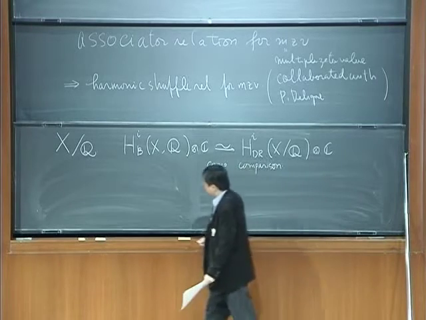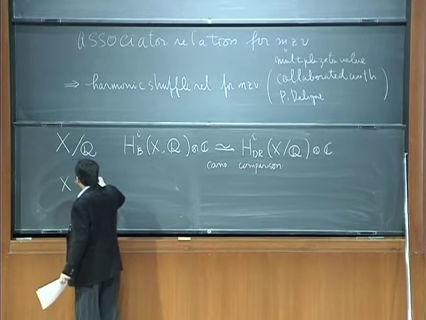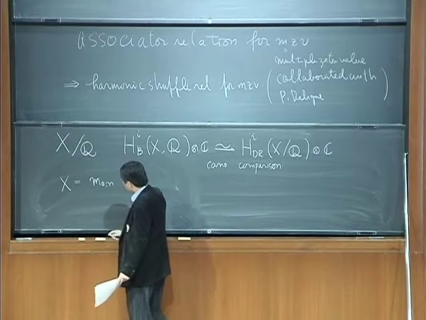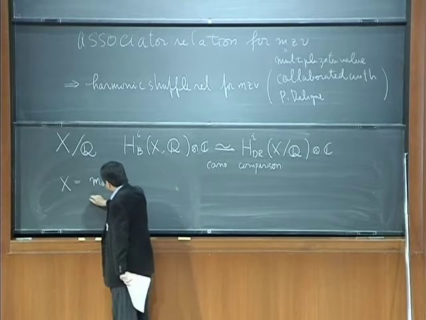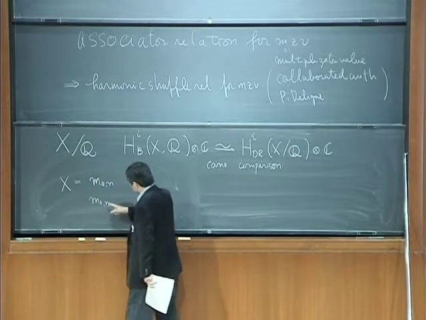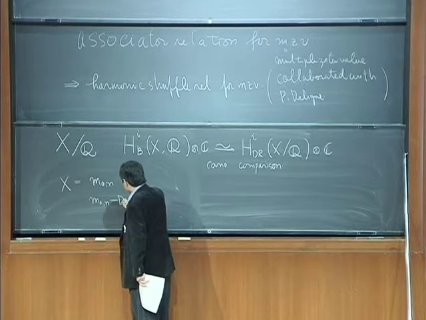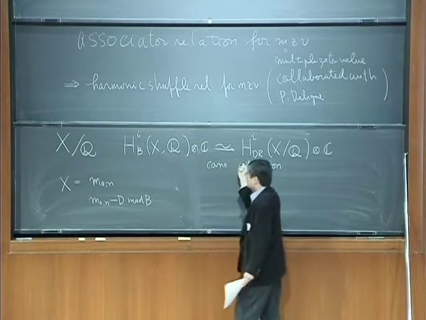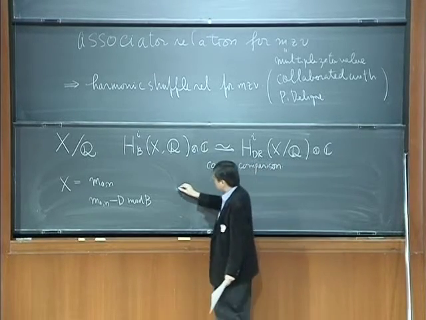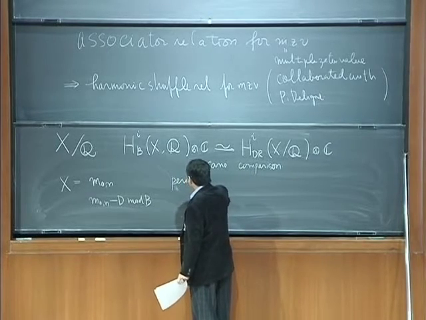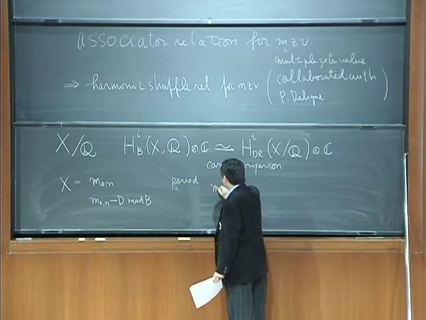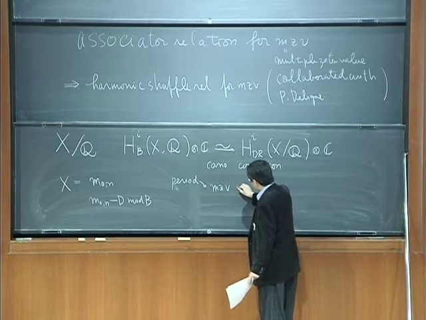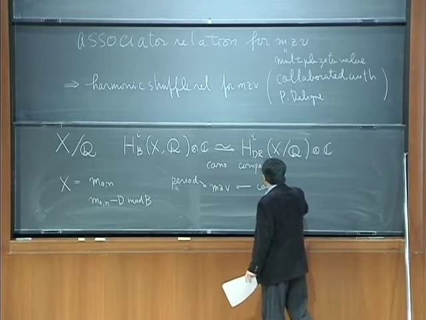If X is a very special variety, for example the moduli space of n-pointed genus zero curves, or the moduli space of n-pointed genus zero curves minus some divisor, modulo another divisor, then using this comparison we can get a period. This period is expressed by multiple zeta values, and multiple zeta values are nothing but the coefficients of the Drinfeld associator.